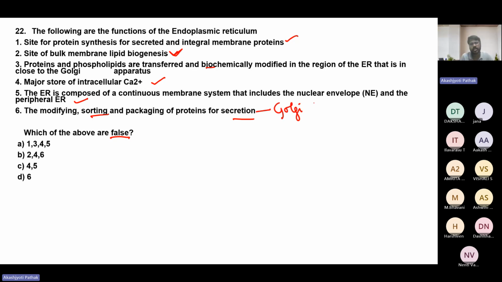Okay. So statement number 6 is false. So the answer is option D. Okay, so you need to understand the function of different organelles. A little bit of understanding is necessary.